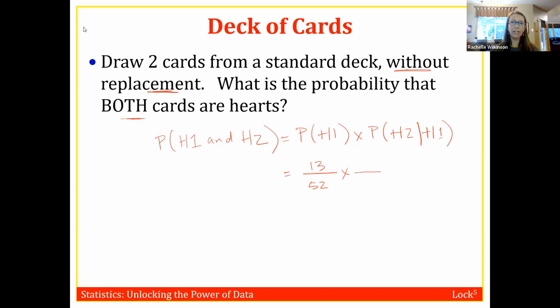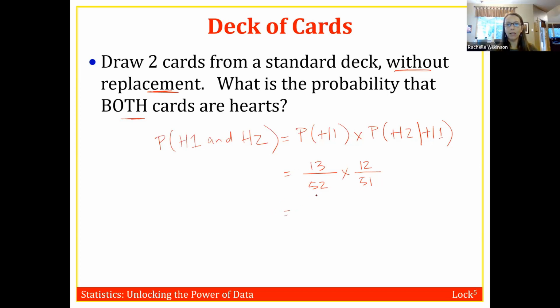So before I drew any, there was 13. I drew one of those hearts out. I'm holding on to it. So now there's 12 hearts left in the deck, right? So 12 hearts left. And how many total cards are left in the deck? 51. So the probability of getting a heart the second time, given that we got a heart the first time, is 12 out of 51. So now I just have to multiply these things together.